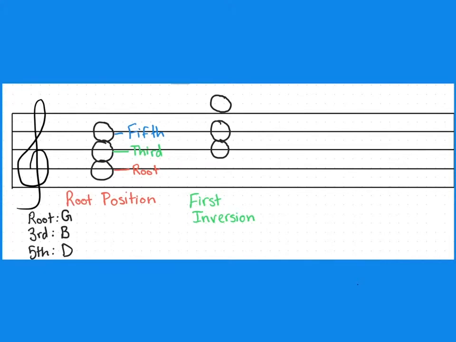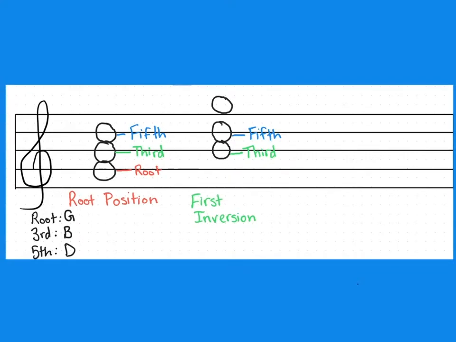So notice that the names of each of the notes doesn't change even though they're in a new position. So this is still going to be the third of the chord. This will still be the 5th. And the root is now at the top. But we still have G is going to always be our root, B is going to always be our third, and D is going to always be our 5th in this triad. So just because they're in a new position doesn't mean that their names have changed.